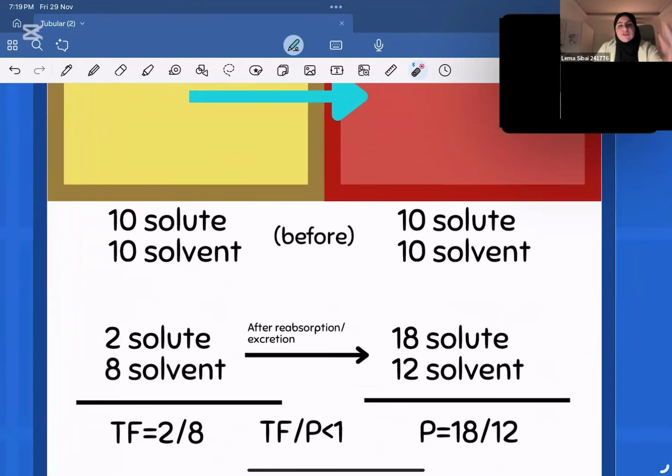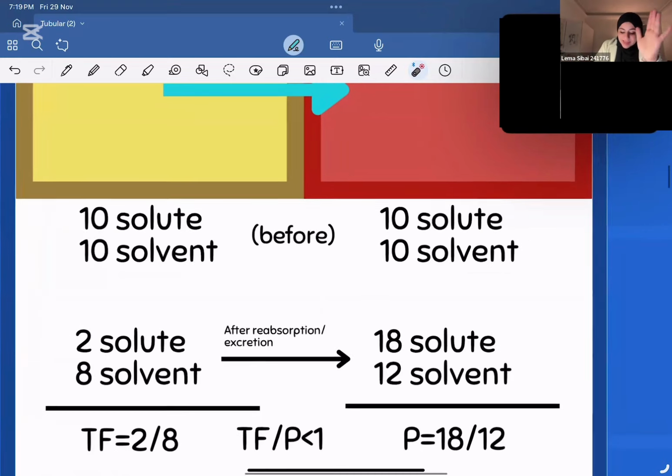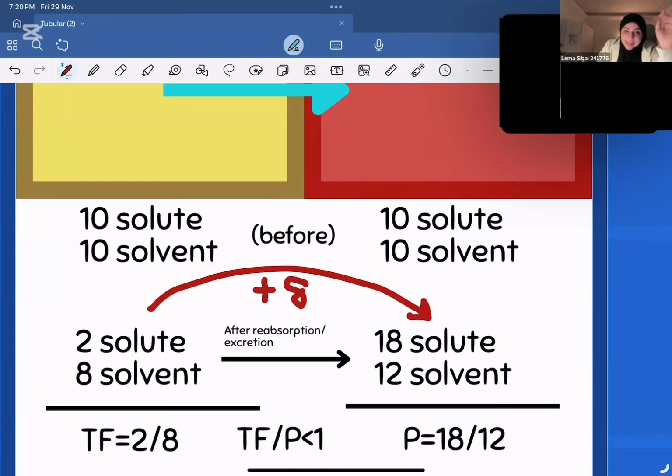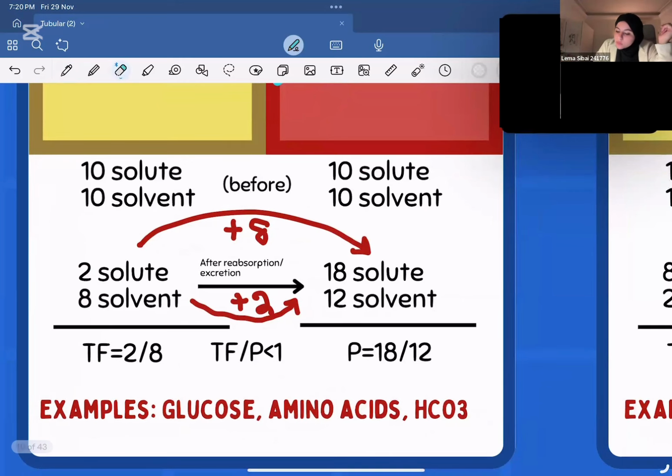I put it into math so it's easier, though math isn't everyone's strong suit, I understand. I hope the explanation and the numbers will help anyone who's confused about this topic. You have the same amount of solute and solvent in each compartment, and instead of a proportional amount moving from tubular fluid to plasma, more solute moves. In this case, 8 solute and only 2 water or solvent moves. Usually the solute is what's inside of the solvent, typically water. In this case, the ratio is less than 1. Since TF is always on top, if this number is less than 1, the whole fraction is going to be less than 1.